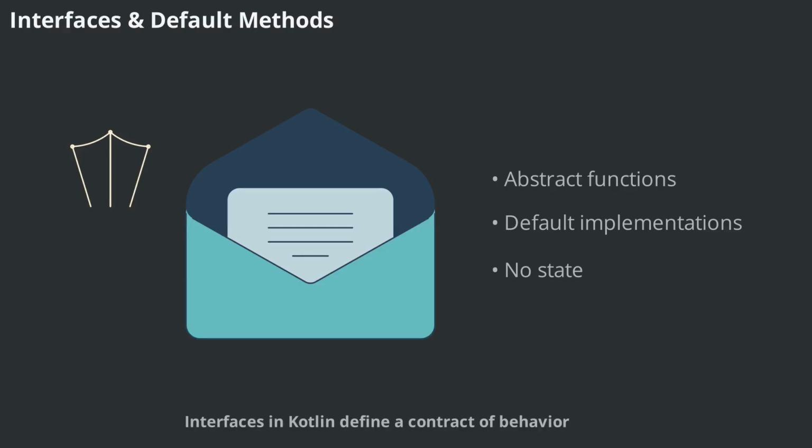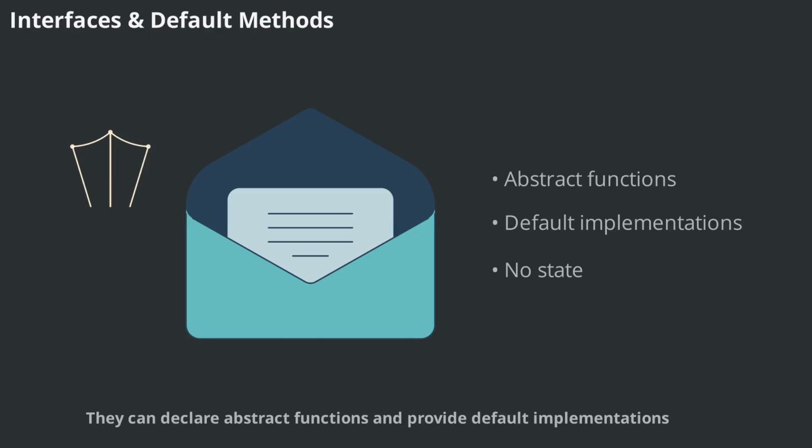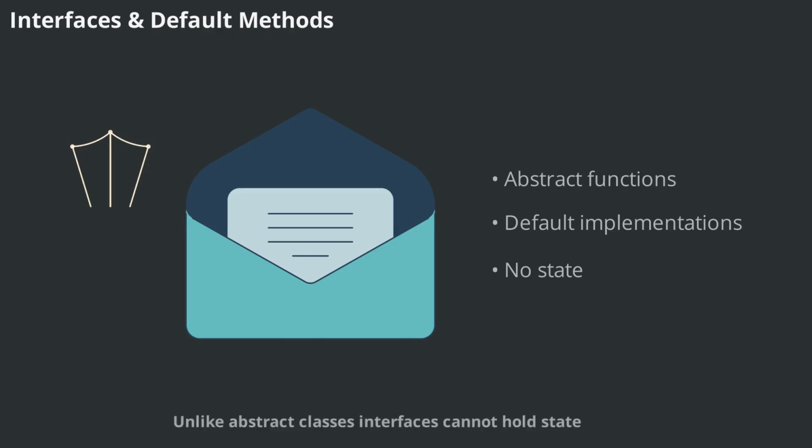Interfaces in Kotlin define a contract of behavior. They can declare abstract functions and provide default implementations. Unlike abstract classes, interfaces cannot hold state. This flexibility allows you to design robust and reusable APIs.